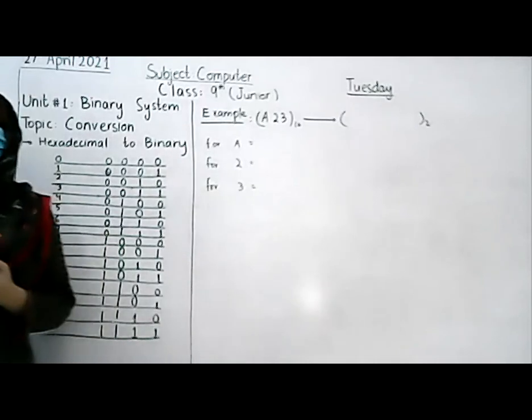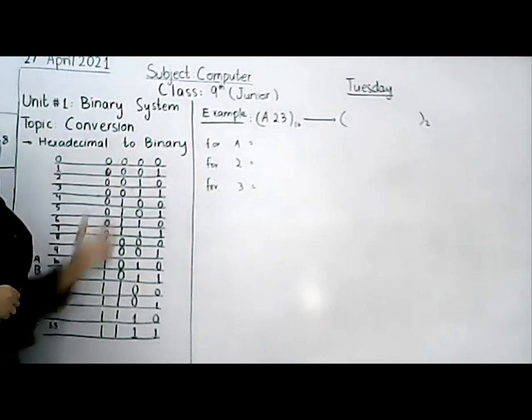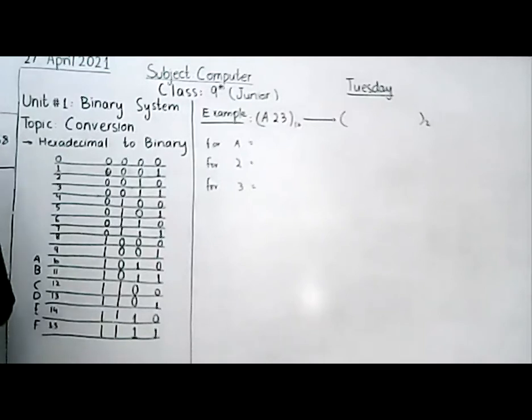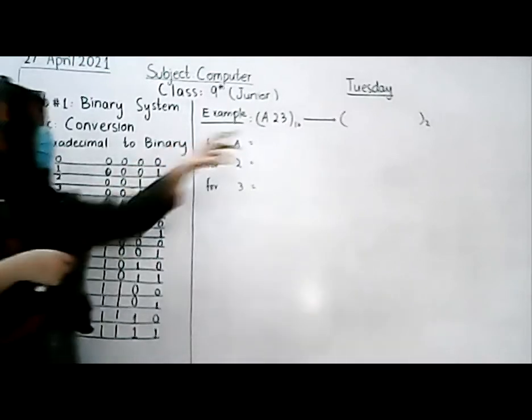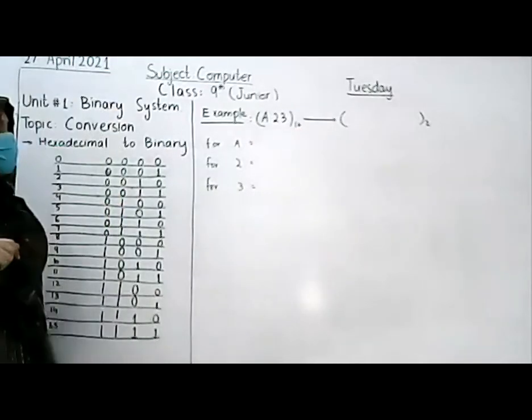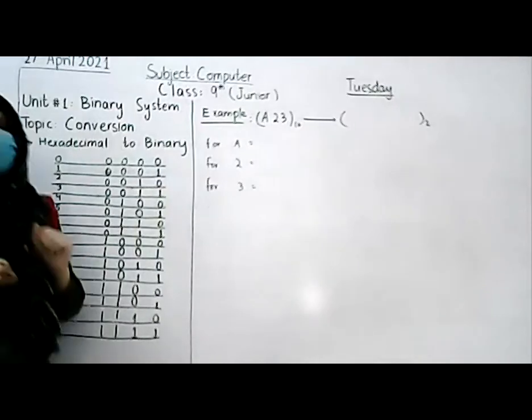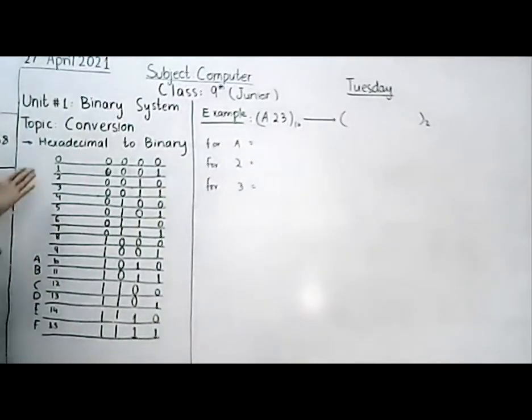So we are just going to discuss binary system conversion, and the conversion we have to do today is hexadecimal to binary. Means you have a number in the hexadecimal system, which is base 16, and then you will convert it to base 2, the binary system. Okay, so we will go for the table which we have done yesterday, right?